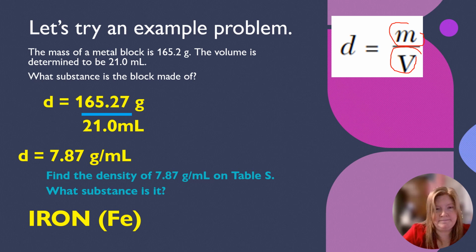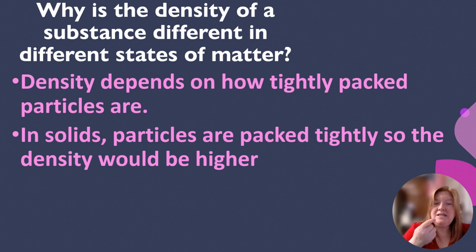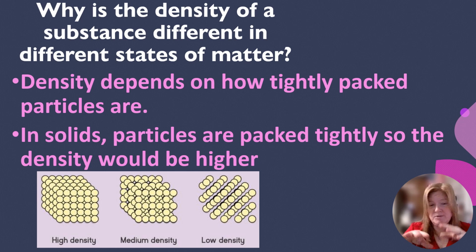Don't forget. All right, why is the density of a substance different in different states of matter? Density depends on how tightly packed the particles are. In solids, the particles are packed tightly, so the density is higher. Also, when I increase or decrease the temperature of pretty much every substance except for water, the density is going to change in predictable ways. Increase the temperature, the particles move further apart, they're less tightly packed, density goes down.